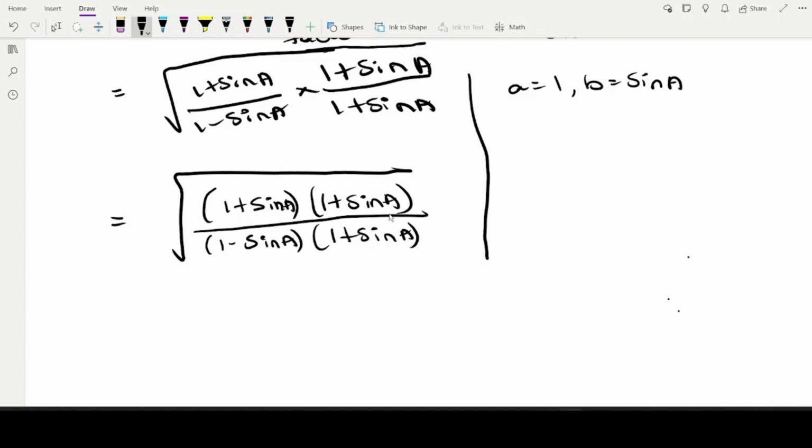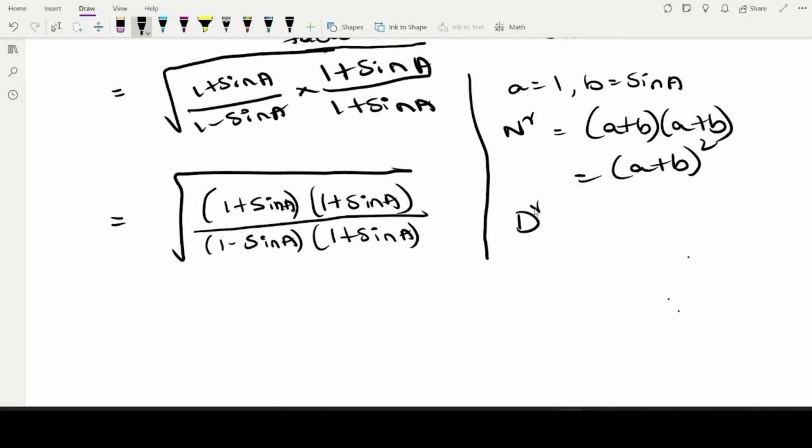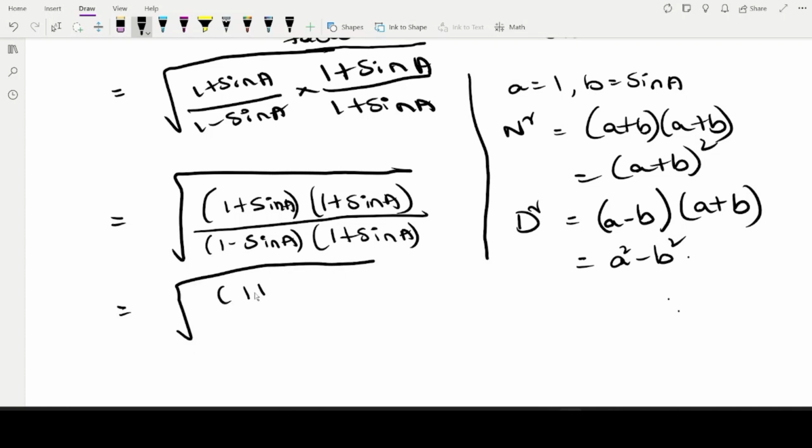Here let us assume A equals 1 and B equals sin A. The numerator part becomes (A plus B) into (A plus B), which is (A plus B) whole square. Now the denominator part: A minus B into A plus B, which is A square minus B square. Now let us substitute them. So square root of (1 plus sin A) whole square divided by 1 whole square minus sin square A.